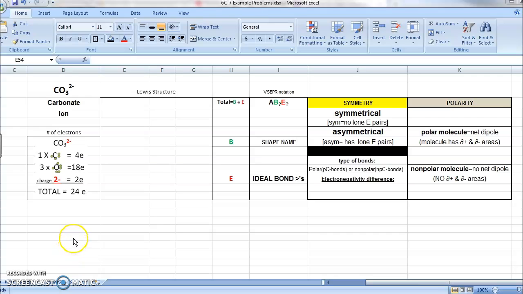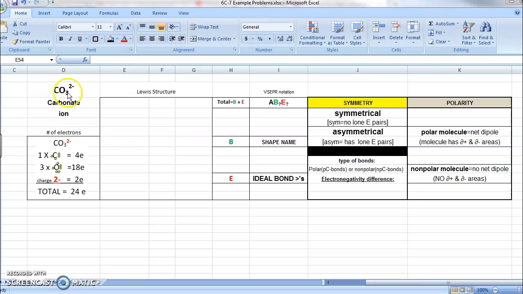Folks, in our next 6C7 practice problems, we're going to take a look at the carbonate ion as an example. The carbonate ion is CO3 2-. This is the first one we're doing here with the valence shell electron pair repulsion theory that is charged. So we'll talk about how to do that. We're working with CO3 2-, and we want to figure out what the name of the shape is, and we want to look at some of the properties or characteristics of this molecule. So let's see if we can figure out its shape.